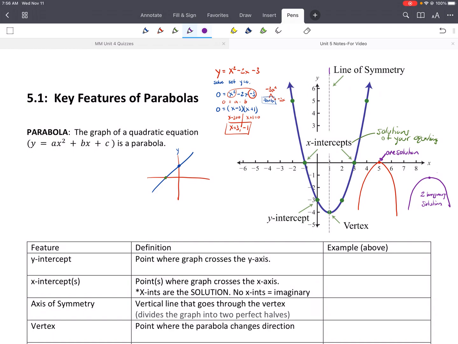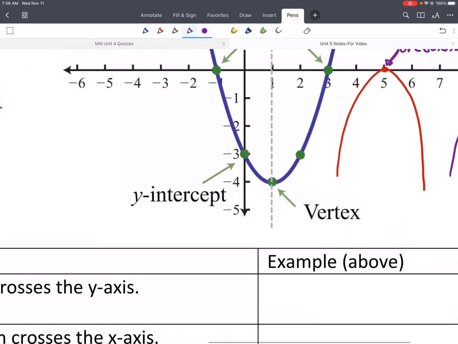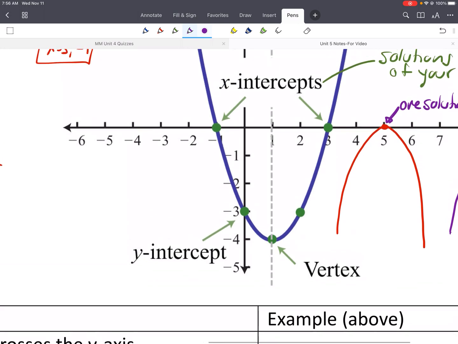Okay, I guess we haven't really talked about the vertex yet, but here's the vertex. Okay, it's like the inflection point or the turning point of the parabola. On the left side, the slope is going down. Here, the slope is going up. So it's here at this point, at the vertex, the slope would be 0. It's between the negative slope and the positive slope.